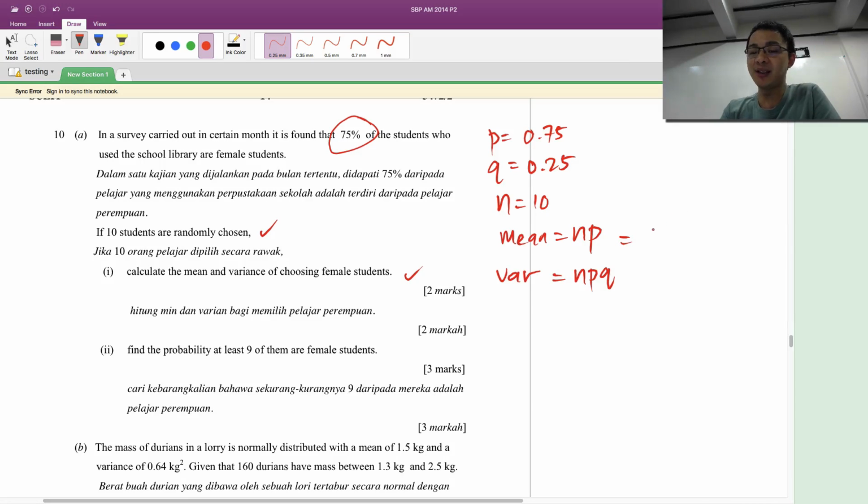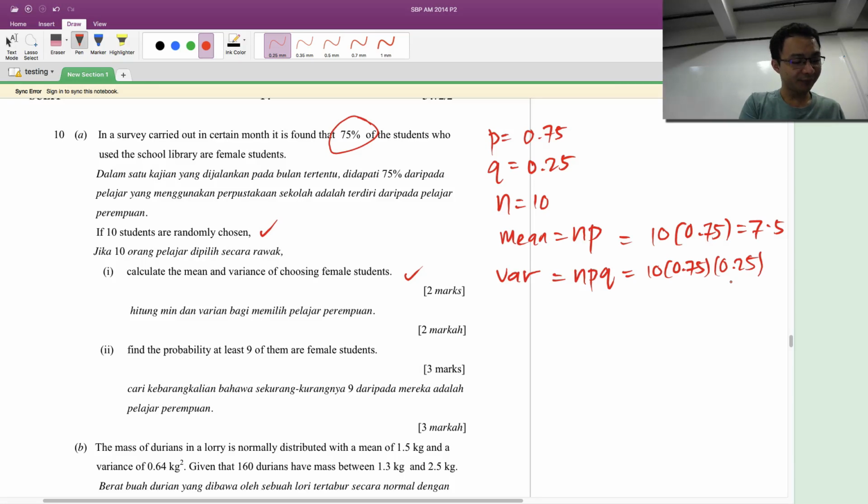Mean is just 10 multiplied by 0.75, you got 7.5. This is the mean. Variance is just 10 multiplied by 0.75 and then multiplied by 0.25. You can use the calculator, and you will get 1.875. This is the variance and mean. So 2 marks is very easy.